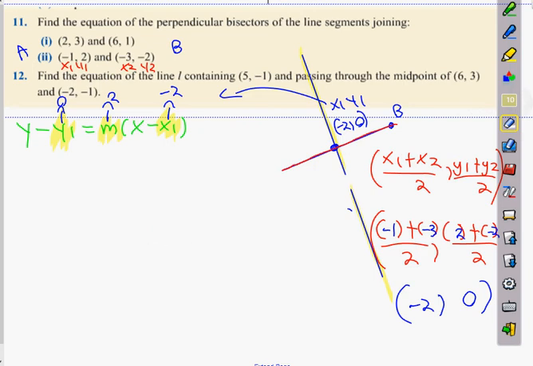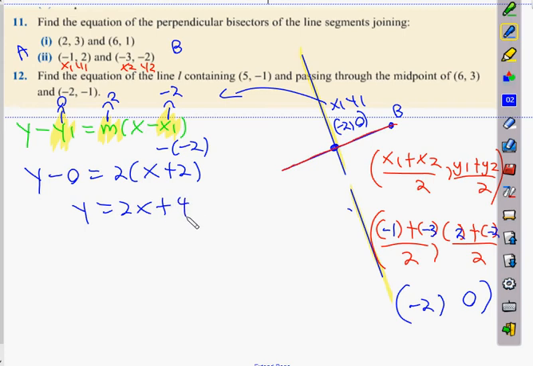Okay, so give this a go, guys, and what we get is y minus 0 equals 2 into x. Now what's minus 2? Plus. See, the minus belongs to the formula, and the minus 2 is the x1 value, so it's plus 2, and then you're going to get y equals 2x plus 4. Alright, that's handy enough, isn't it?